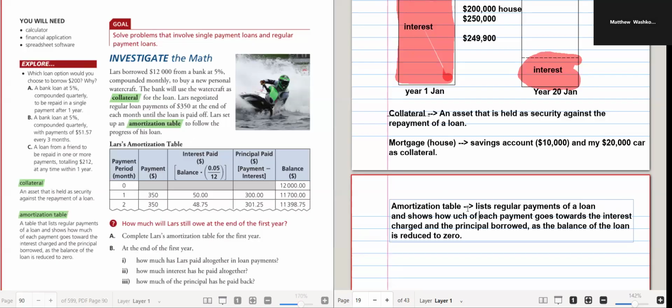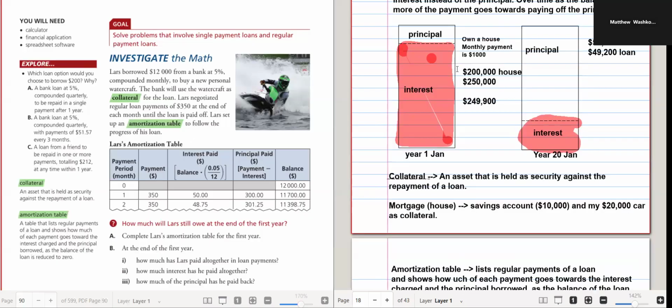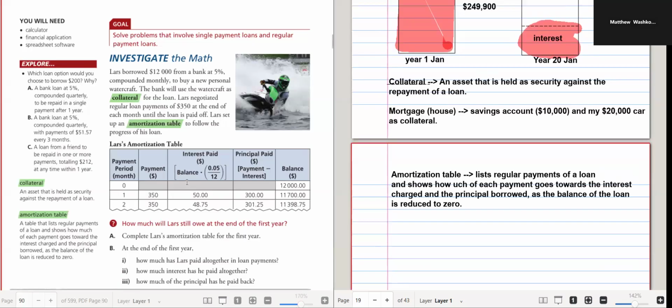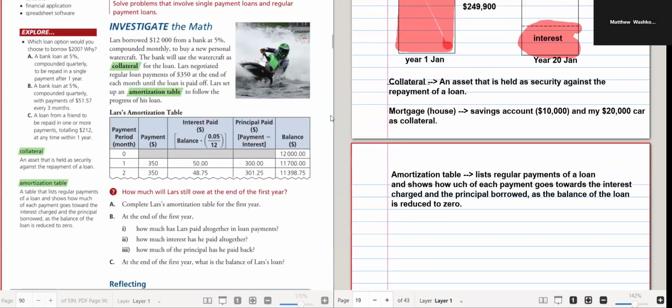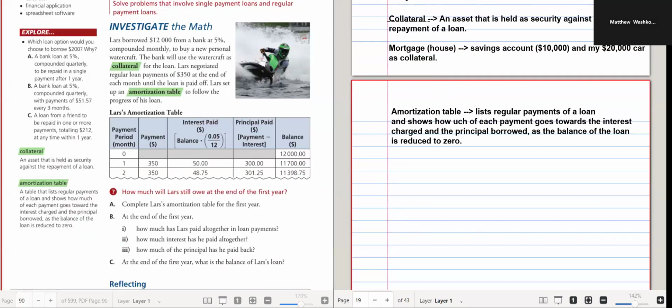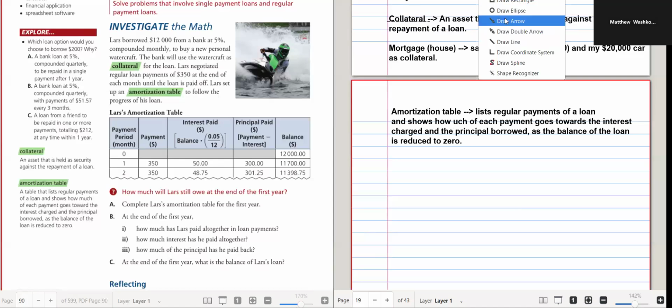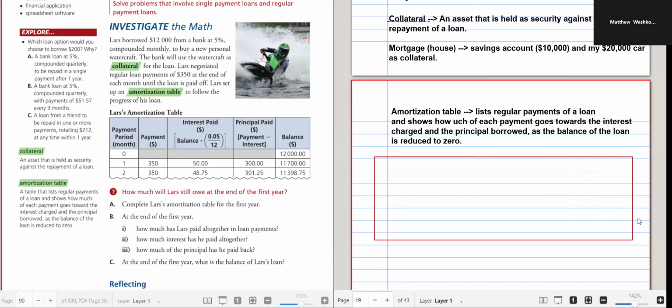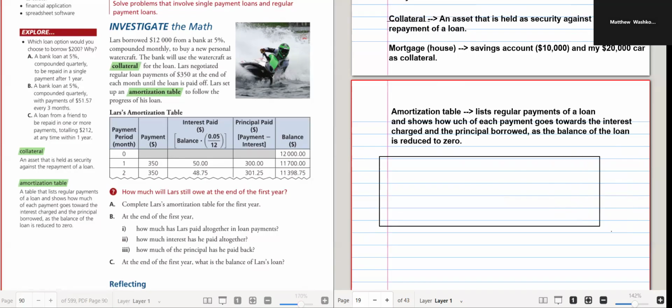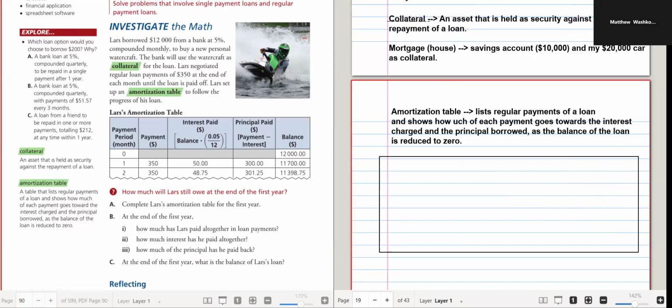Okay, so this table just shows you this chart up here in number form, and you can see there's an example here. So let's draw ourselves an actual table here. Let's draw ourselves a nice little table.